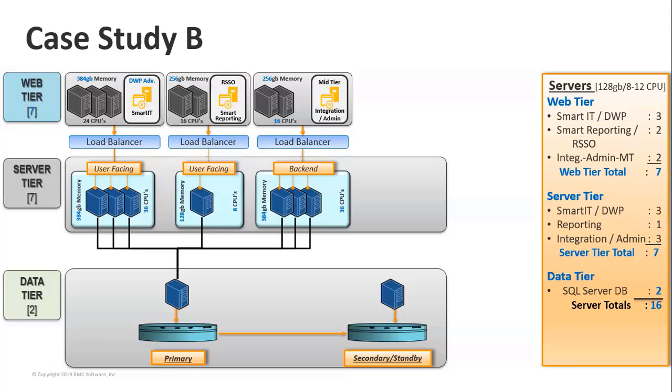But in the very beginning, the resource footprint that was put in place would readily and easily support the volume or the audience that was going to be leveraging both DWP Advanced and Smart IT. Similar decisions were made in other areas as well, and the net of this was a reduction of 11 servers. They went from 27 down to 16.